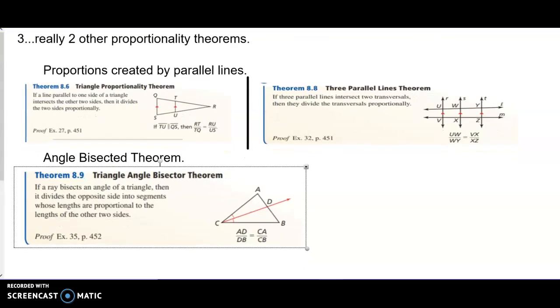I am going to talk about the last section of chapter 8. There will be two more sections for this chapter, but this is the last one from chapter 8. It's just about other theorems that we can use with proportionality.